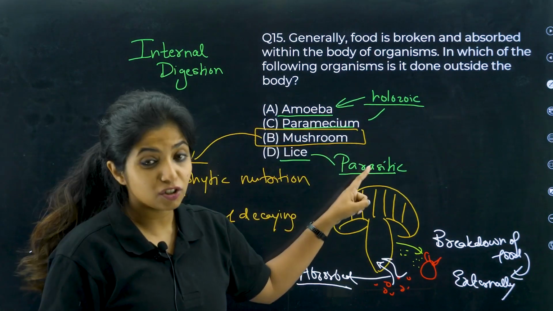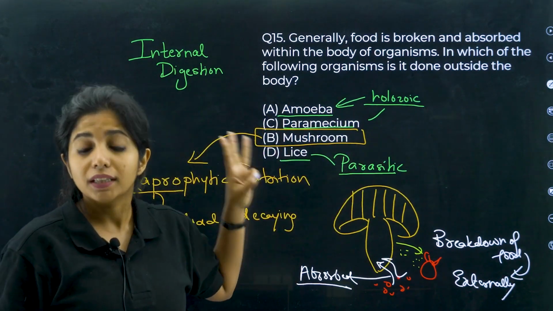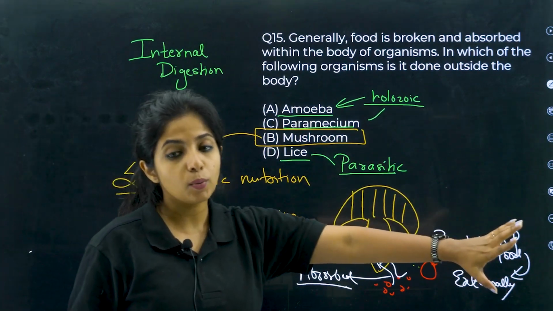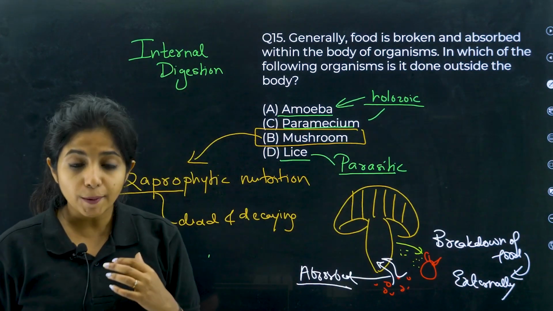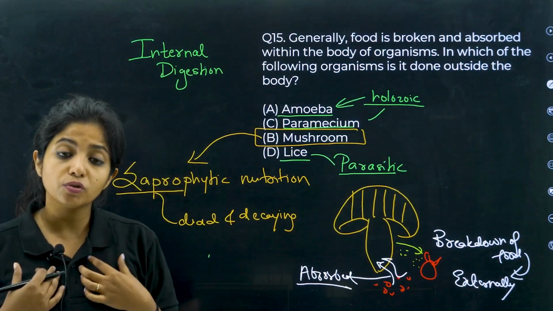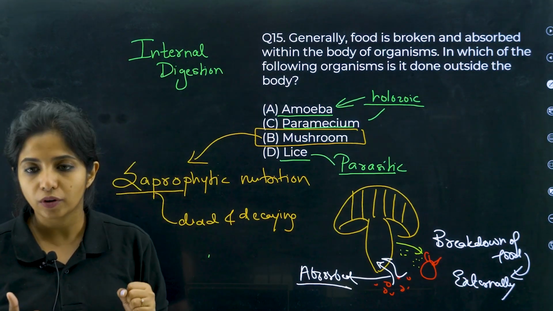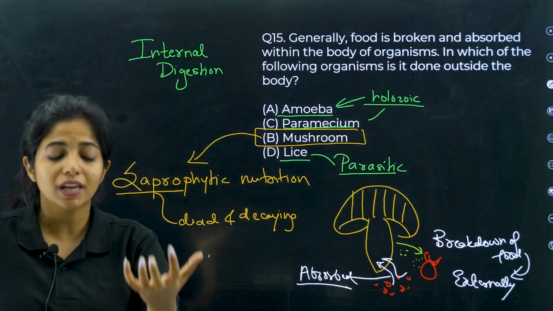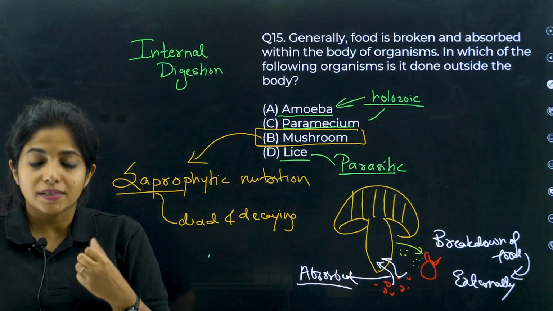Now over here with these options, I have explained to you 3 different types of nutrition that come under heterotrophic nutrition. So autotrophs are the ones that make their own food. Heterotrophs are the ones that depend on others for food. We are holozoic, which is a type of heterotrophic mode of nutrition. Similarly, amoeba, paramecium, they also show holozoic mode of nutrition. They also take things in and break it down inside their body.